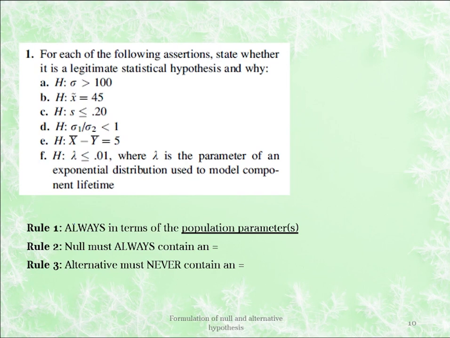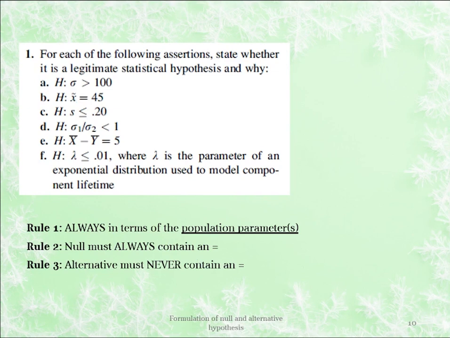Okay, so I assume that you have now unpaused the video and that you've completed this. So I've written the 3 rules that we need to abide by that we've learned so far. Remember, always in terms of our population parameters, we haven't indicated here whether it's the null or alternative. So this could be either. So let's decide for each of them as well whether it's an appropriate null or an appropriate alternative. And then null must always contain an equal, alternative must never contain an equal.